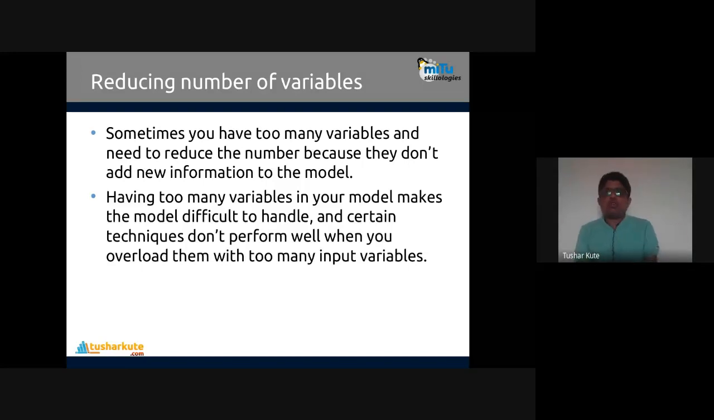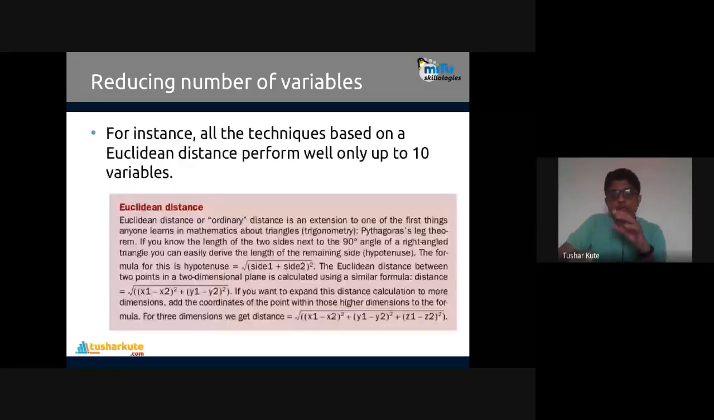The reason is that having too many variables in your model makes the model difficult to handle, and certain techniques don't perform well when we overload them with too many input variables. Machine learning algorithms, data mining algorithms, and data analytics techniques will not work correctly if extra variables are present. So what we have to do is remove those variables, reducing the number of variables, the number of columns, which we have presented over there.